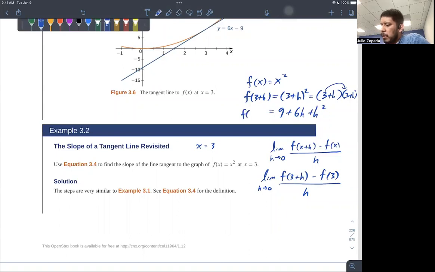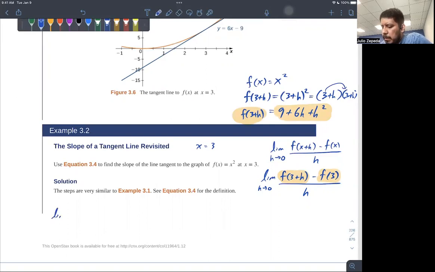And so this is what we will replace f of 3 plus h with. F of 3 plus h is equal to this expression here. That will be put right here. F of 3 we calculated before. That was 3 squared, or 9. And so let's go ahead and plug that all in.